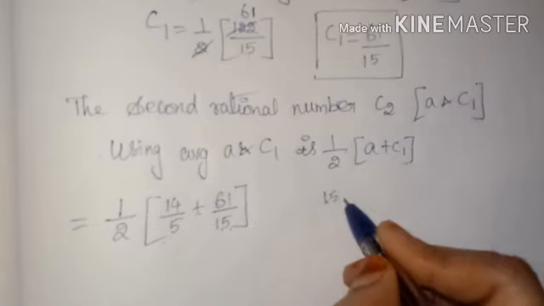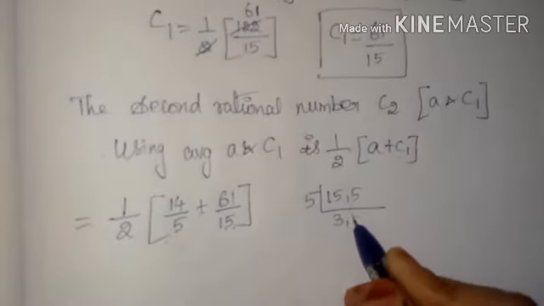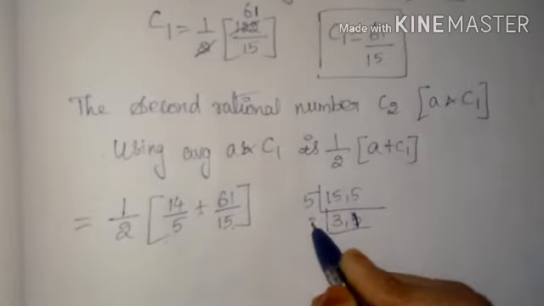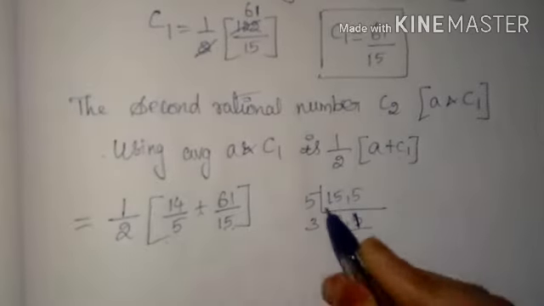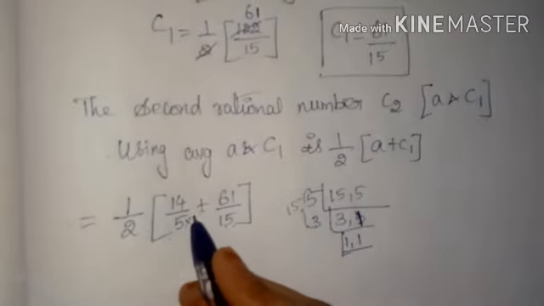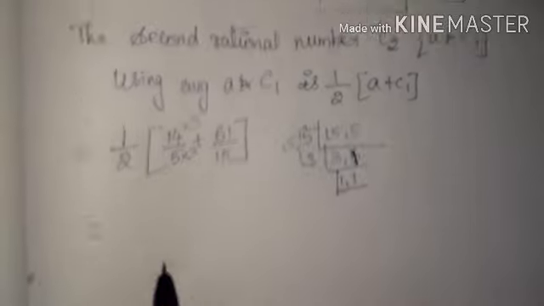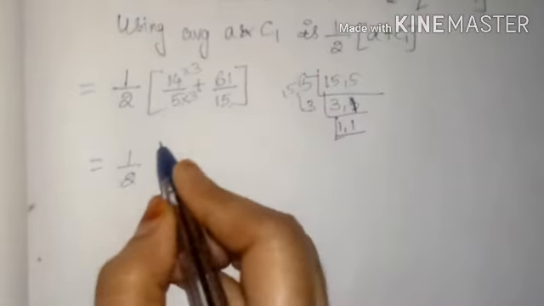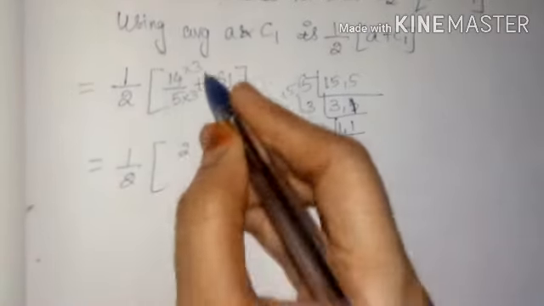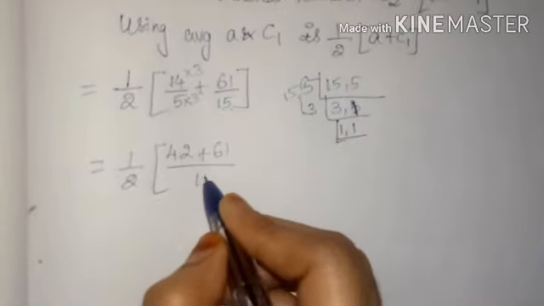What is the LCM of 15 and 5? We can solve this with the 5 table and the 3 table. What is the LCM? 5 3s are 15. So here we need to multiply by 3, then only we will get 15. So it is equal to 1 by 2. 3 4s are 12, 3 1s are 3, 3 plus 1, 4. Plus 61 by 15.